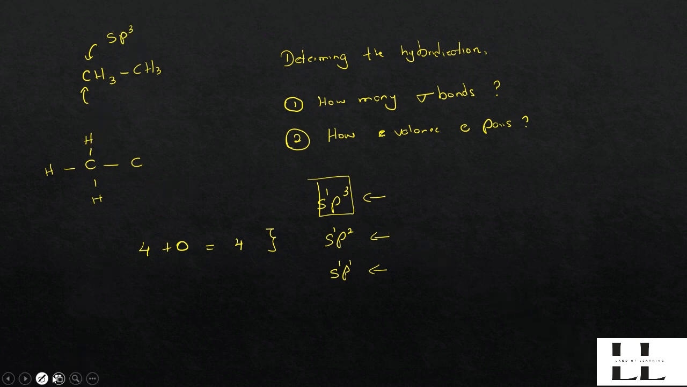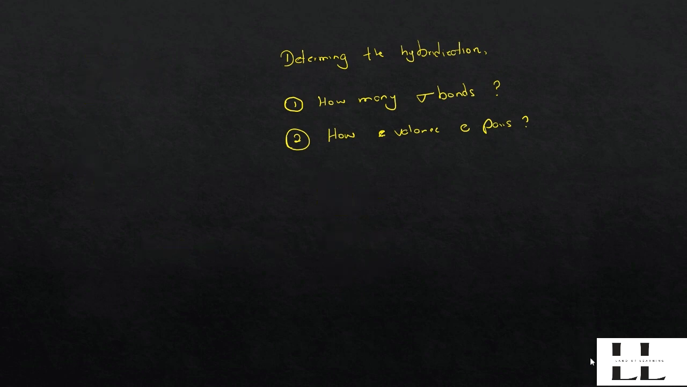So let's take another example. Let's take carbon dioxide. This is the carbon dioxide structure, right? What is the hybridization of this oxygen and carbon? As I said, you need to know about the Lewis structure. In the Lewis structure, there are no valence electron pairs on carbon, but there are 2 pairs of valence electrons on oxygen.